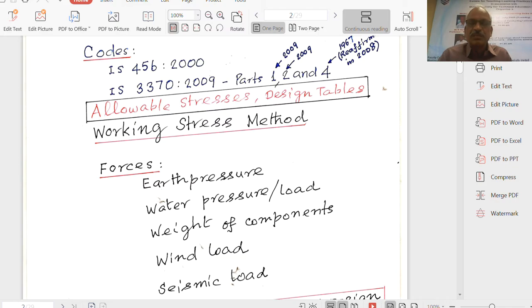Part 1 discusses the general requirements. Part 2 deals with general requirements plus the allowable stresses. The allowable stresses that we adopt for the design of water tanks will be different from those we use for RCC. Suppose we use RCC for other structures, for mild steel we will use the allowable stress as 140 Newton per mm square. If it is Tor steel, we will assume the value as 230 Newton per mm square.